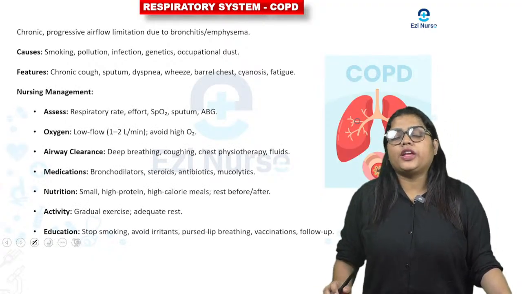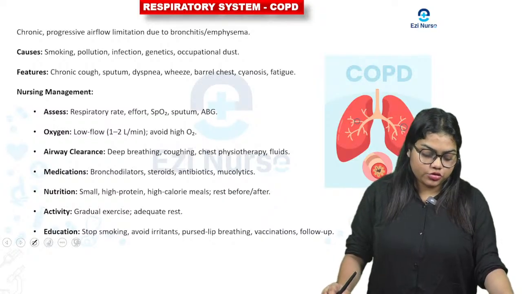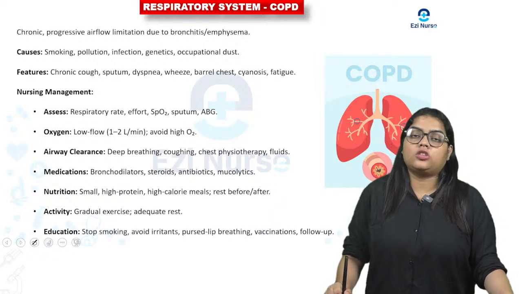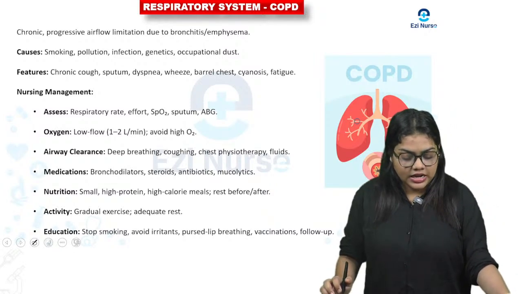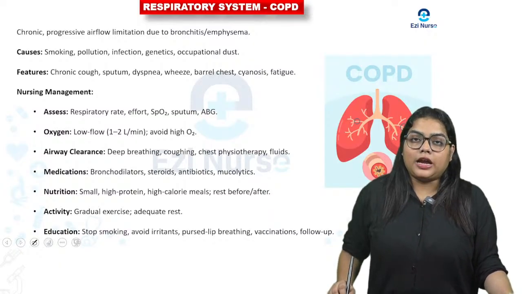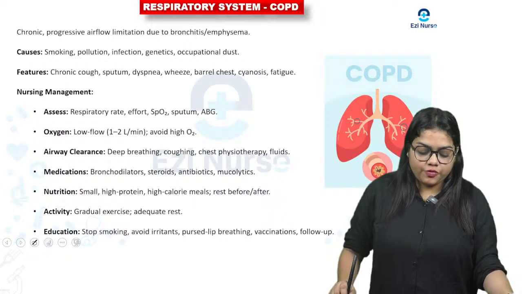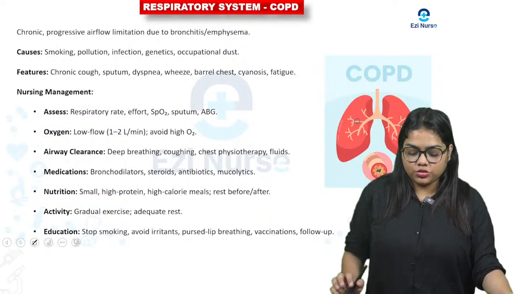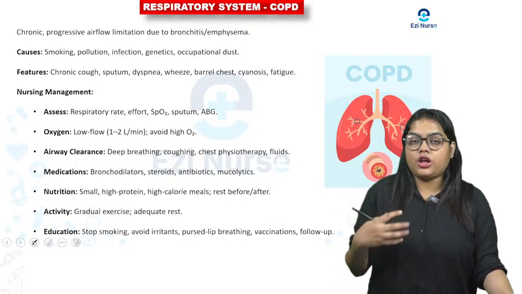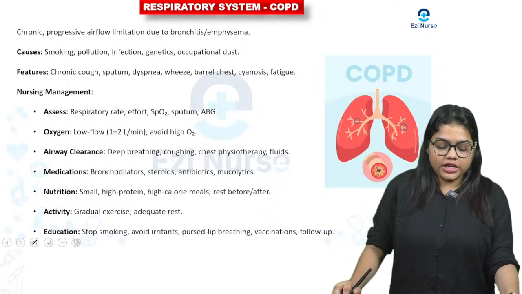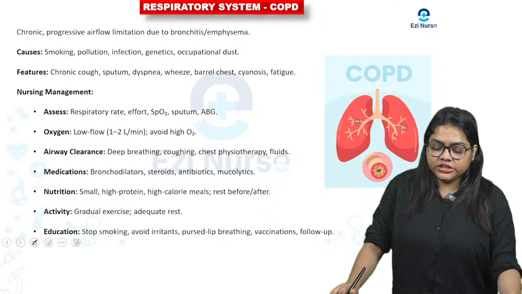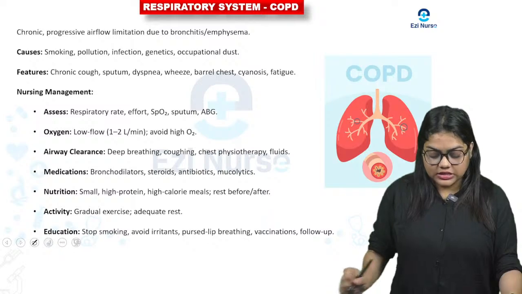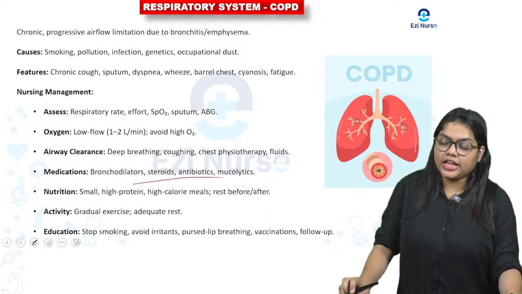So how as a nurse can we manage this kind of condition? We can manage it through assessment, which is actually respiratory rate assessment, efforts, SpO2, which is the concentration of oxygen in the blood, sputum test, and arterial blood gas test. Next, oxygen. We have to maintain a very low flow of oxygen in the oxygen mask, 1 to 2 liters per minute, and we have to avoid high oxygen. Next is airway clearance, which is deep breathing, coughing, chest physiotherapy, and fluids.